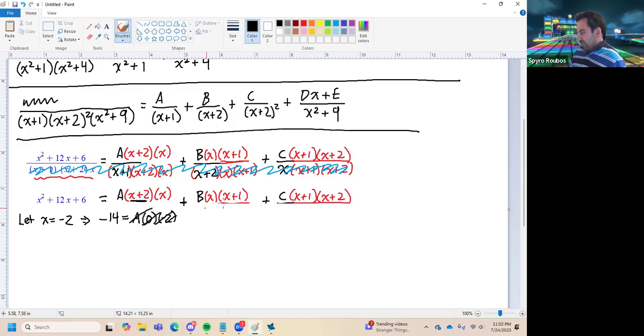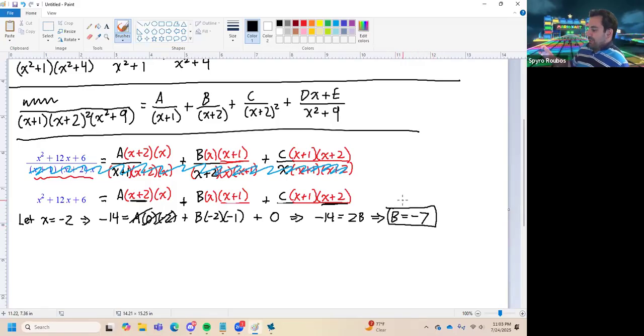So we don't really care about that. Here, these factors survive. We have -1. And again, it says x plus 2. It's just going to be 0 because of this guy. So we're left with -14 equals 2b. And so b is -7.